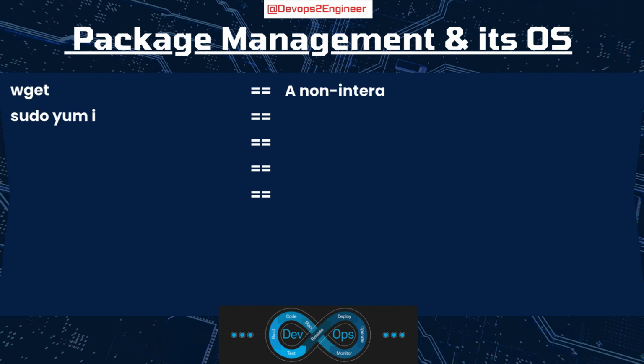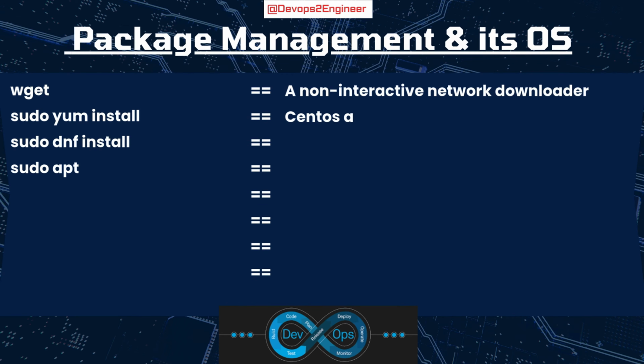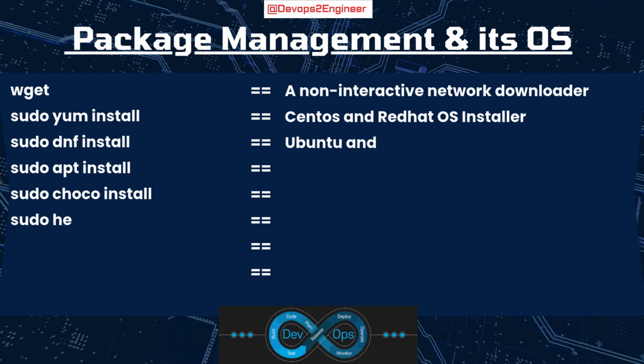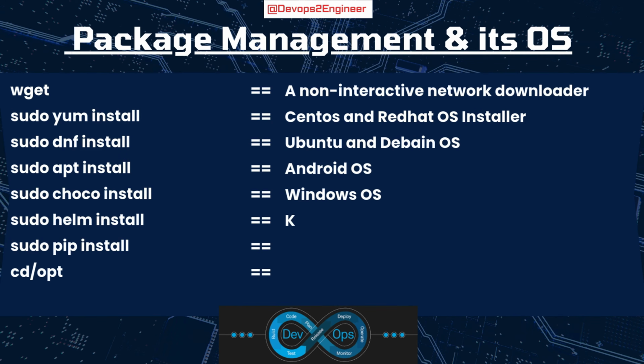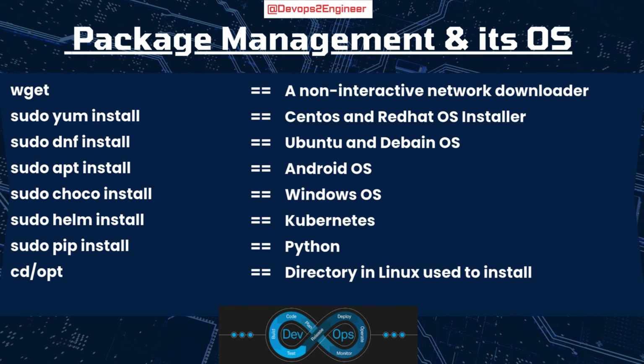Package management and its OS. wget is a non-interactive network downloader. Sudo yum install is for CentOS and RedHat OS installer. Sudo dnf install is for Ubuntu and Debian OS. Sudo apt install is for Android.